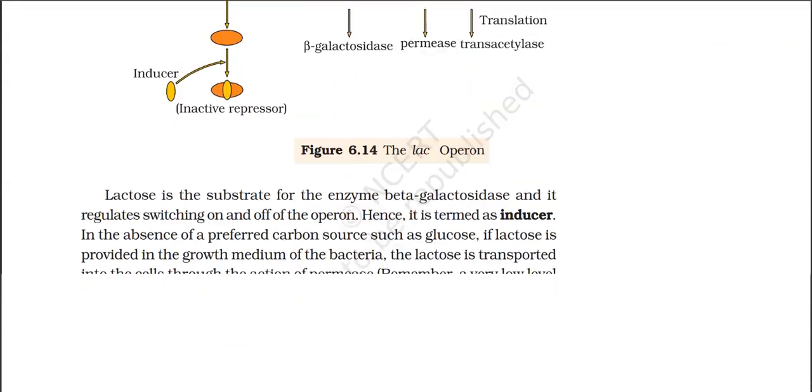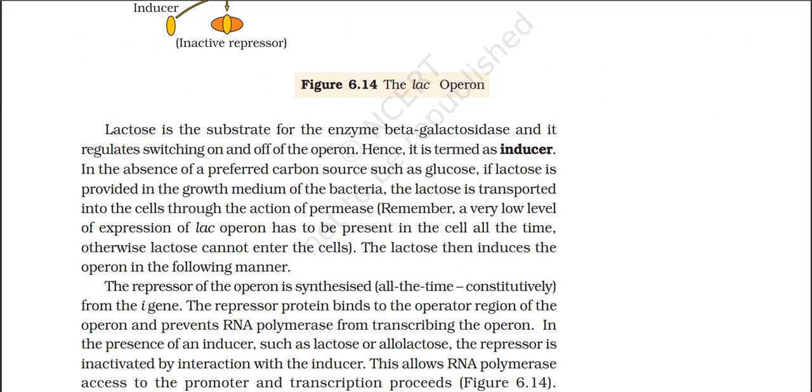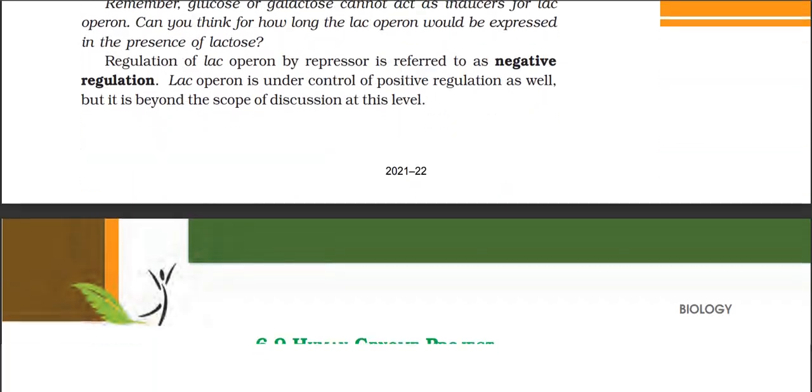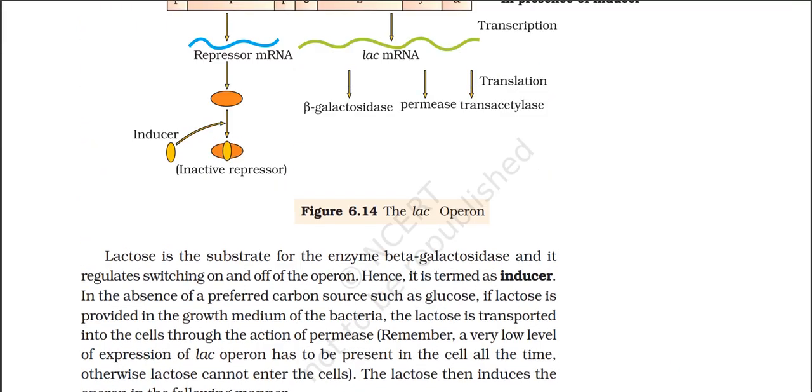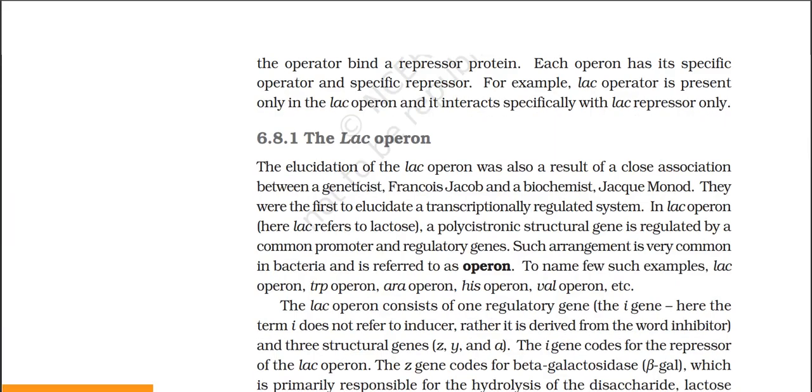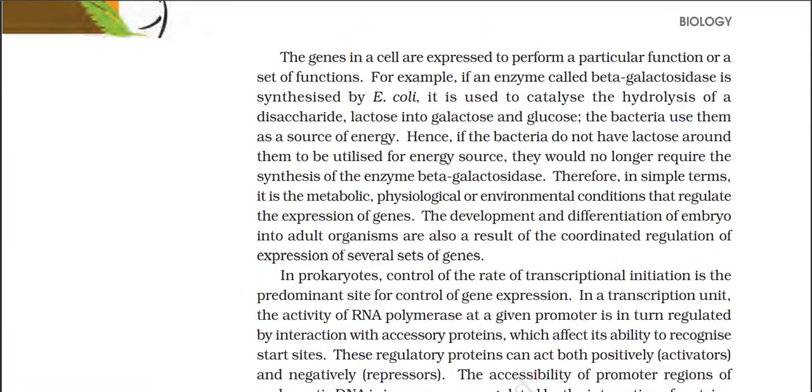The genes in a cell are expressed to perform a particular function or a set of functions. For example, if an enzyme called beta-galactosidase is synthesized by E. coli, it is used to catalyze the hydrolysis of a disaccharide, lactose into galactose, and glucose. The bacteria use them as a source of energy. Hence, if the bacteria do not have lactose around them to be utilized for energy source, they would no longer require the synthesis of the enzyme beta-galactosidase. Therefore, in simple terms, it is the metabolic, physiological or environmental conditions that regulate the expression of genes.